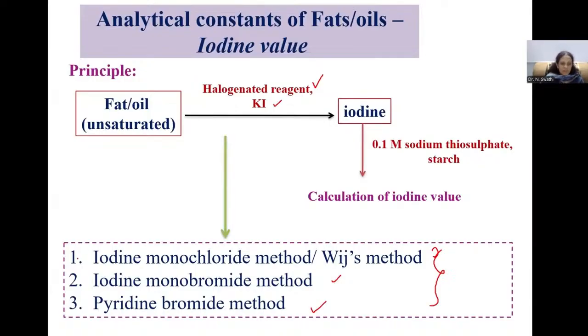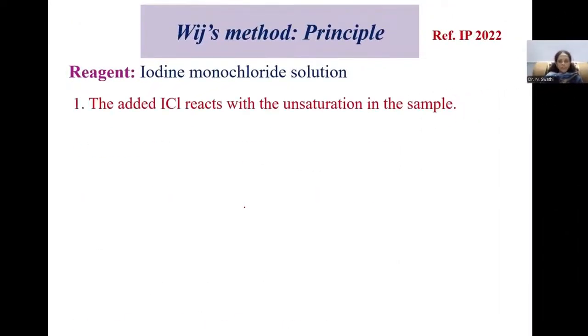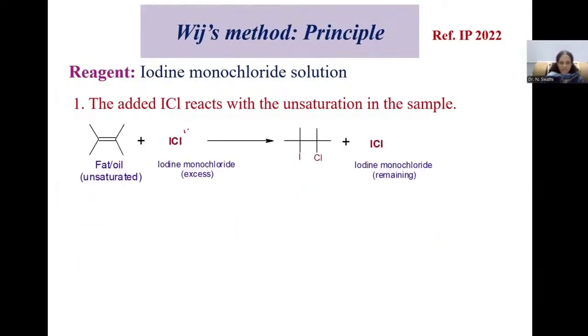So out of these 3 methods, Wij's method is a very important method, and hence the same method I am going to discuss in the next coming discussion. So in this Wij's method, as I mentioned earlier, the reagent used is iodine monochloride solution, which is represented with ICl. So here we will be adding excess of iodine monochloride to the given sample of fat or oil. Then the iodine monochloride reacts with the unsaturated double bonds present in the given fat or oil sample.